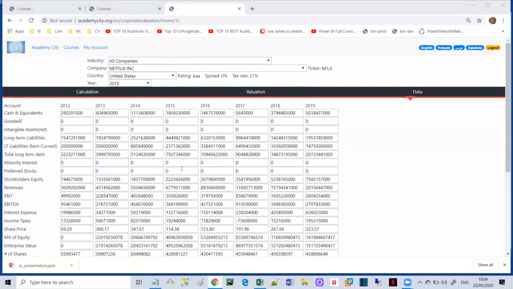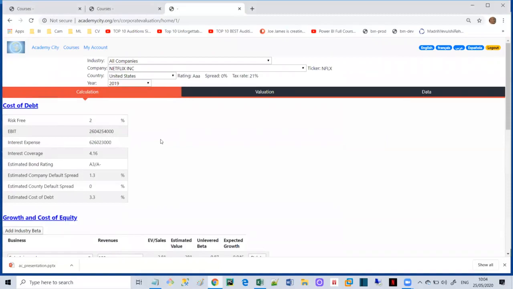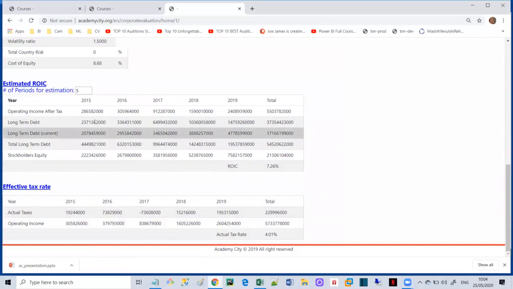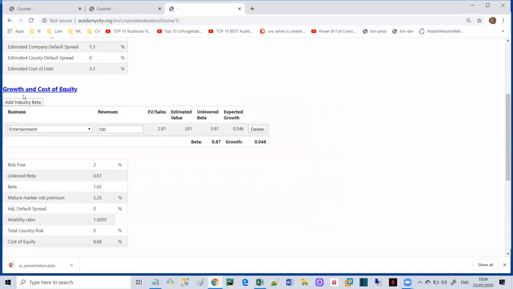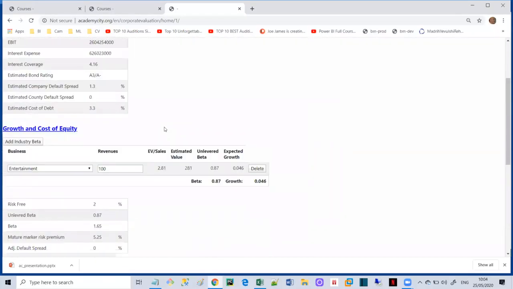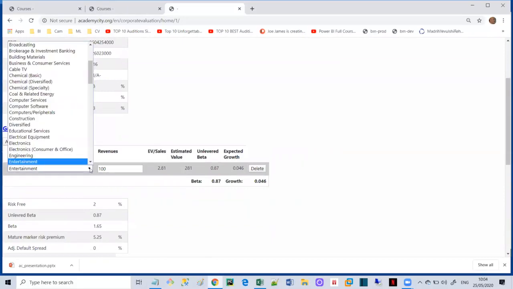Okay, so let's see what we will need. This is the whole process in the calculation folder. We'll start from the very bottom. We're going to go over this one, and this one, and then the growth and cost of equity. And you'll see in your assignment, I asked you to do something I'm going to do in a minute. By the way, I did this here for Netflix. If you look at the list of industries, this is the closest one. I couldn't find another industry that is closer to it.